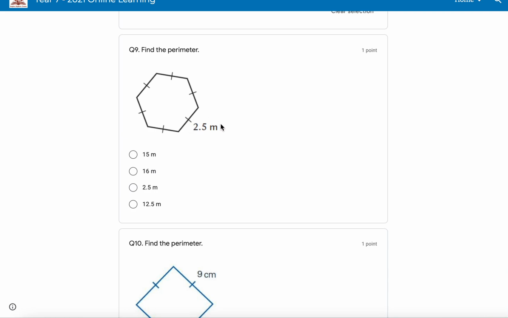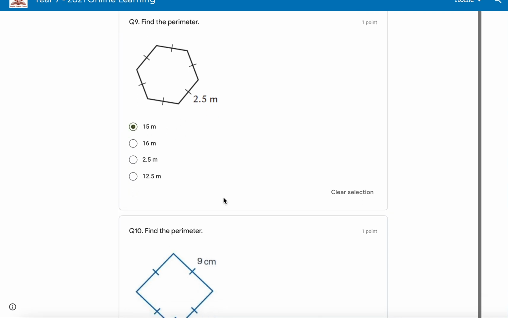So if we've got 6 sides and they're all 2.5 meters, instead of adding them all up, we can just say 2.5 times 6, and that will give us the sum of all the sides. Because it's 6 lots of 2.5, or 6 times 2.5. So we get 15 meters.